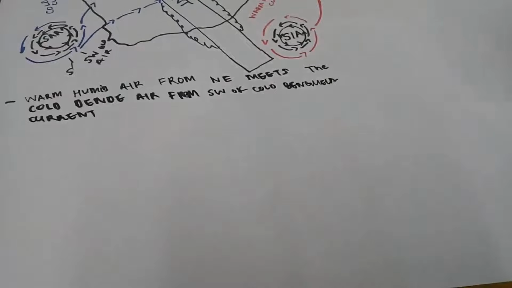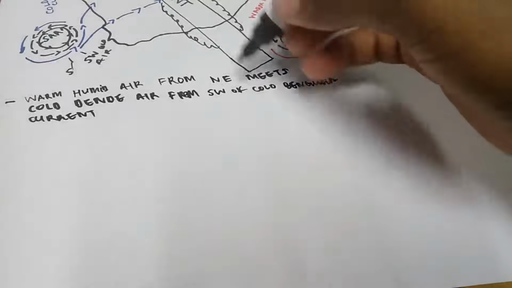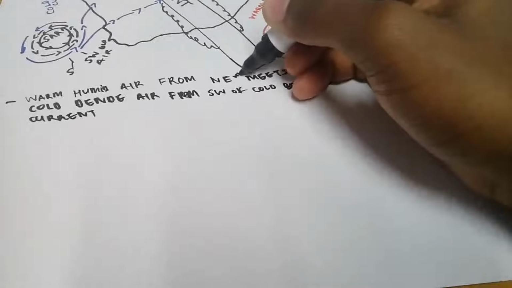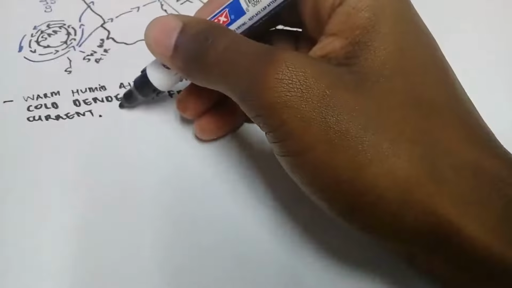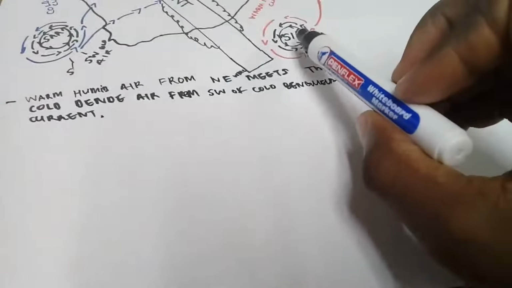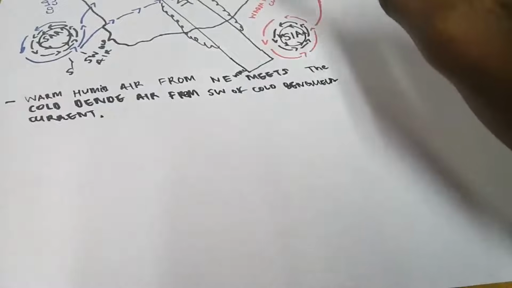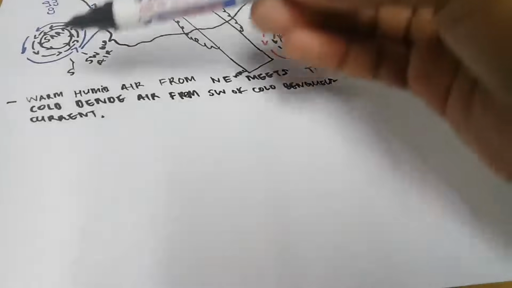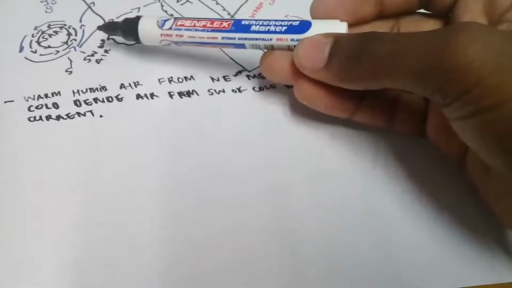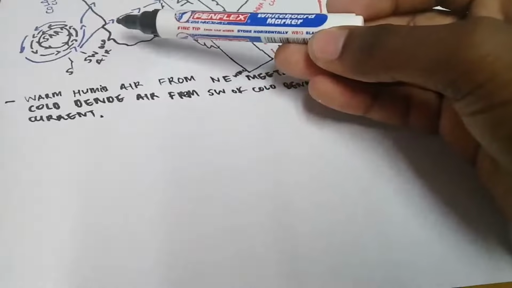So this is warm humid air from the east, the warm Mozambique current, meeting the cold air from the southwest, the cold Benguela current. This is whereby the South Indian anticyclone has diverted some wind to the interior of South Africa in a northeasterly direction. And also the South Atlantic anticyclone has diverted wind from a southwesterly direction, from the cold Benguela current, to the interior of South Africa.